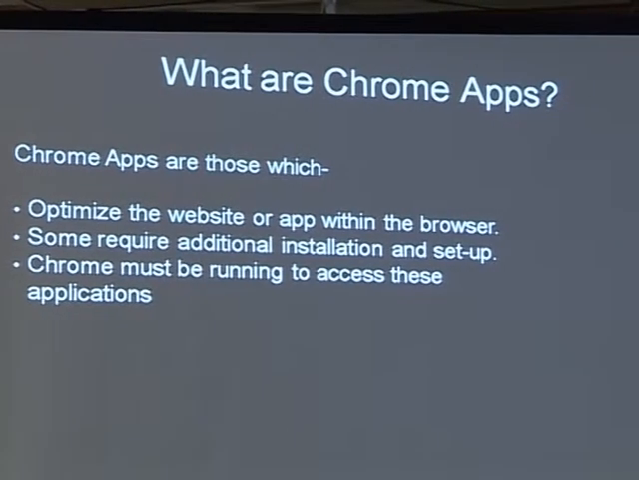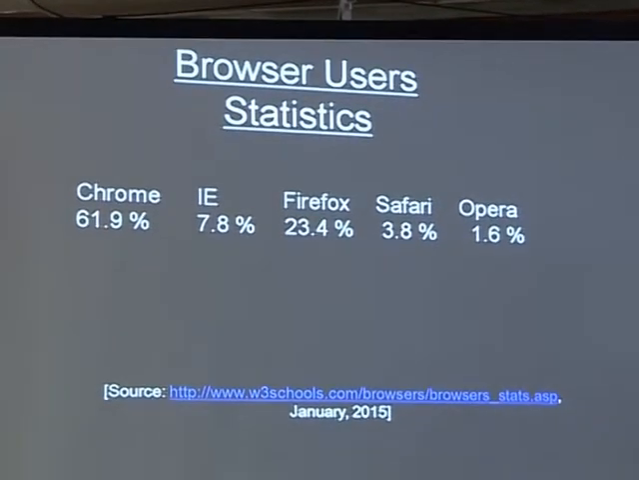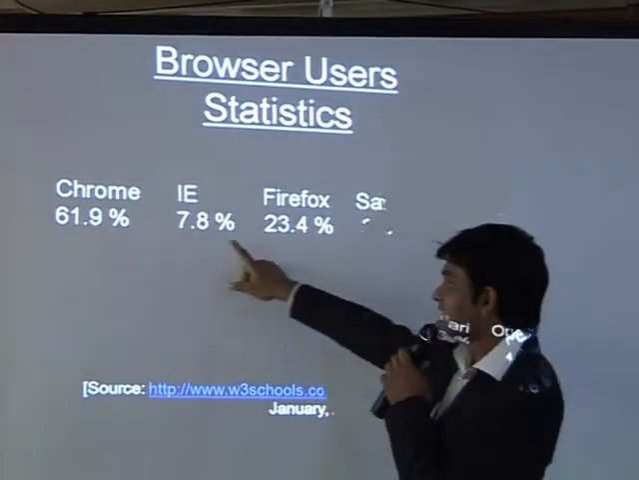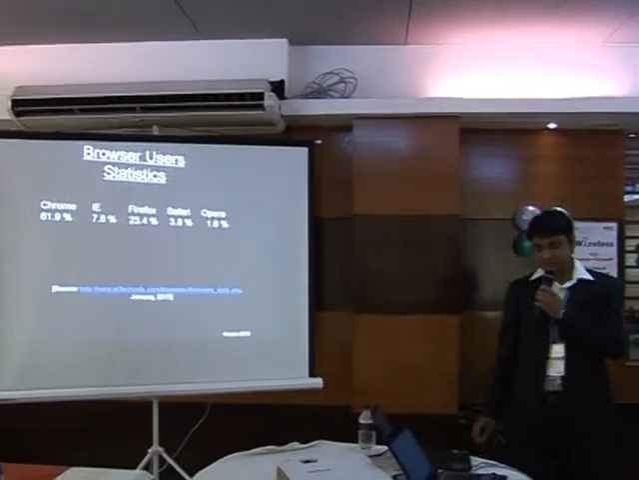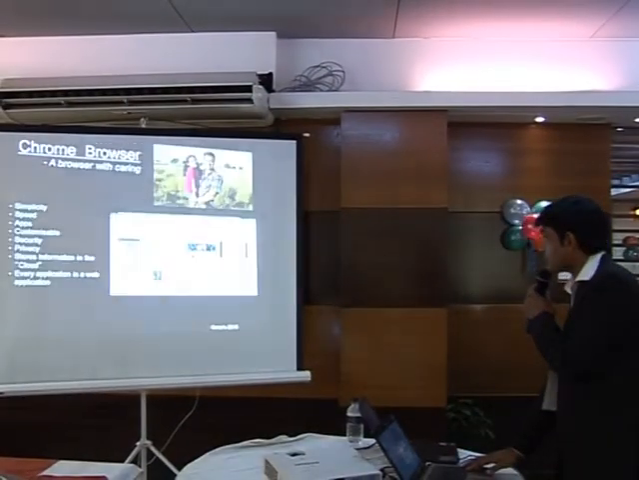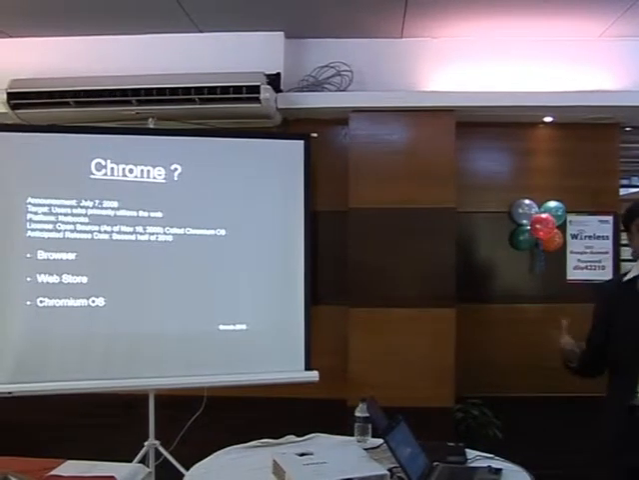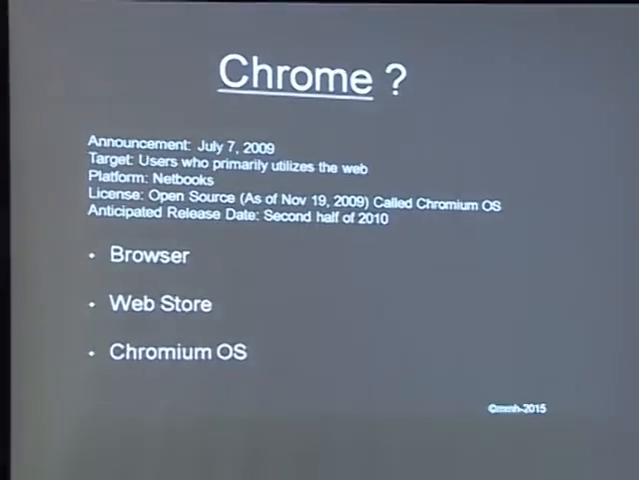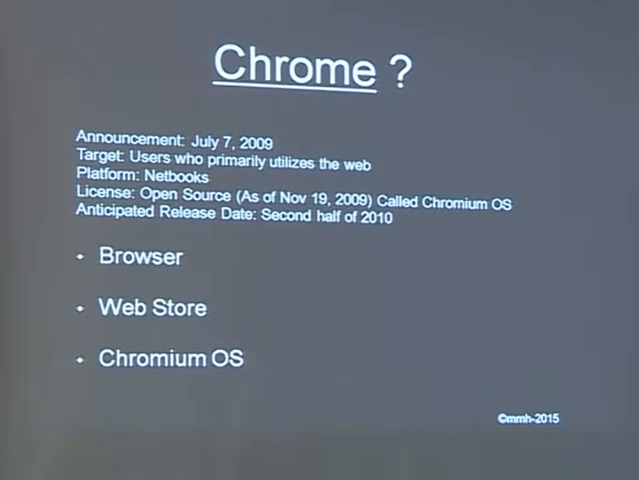So I want to just, for you, sir, I want to go back to the previous slide. So this is the January 2015 statistics for the Chrome users. It's 61.9%, above 100%. And Internet Explorer is 7.8%, Firefox is 23.4%. So the number is really big, considering it's announced in 2009. So it's a newer browser, but it has captured the whole browser industry, you can say. As like Android, if you're comparing with iOS, it's not capturing the whole business, whole market. So it's the same thing. And the Chrome is actually for browsers, web store, and Chromium OS.